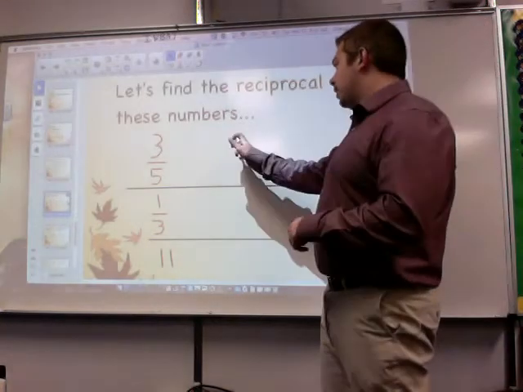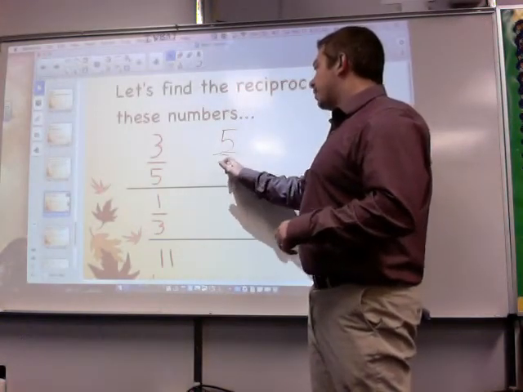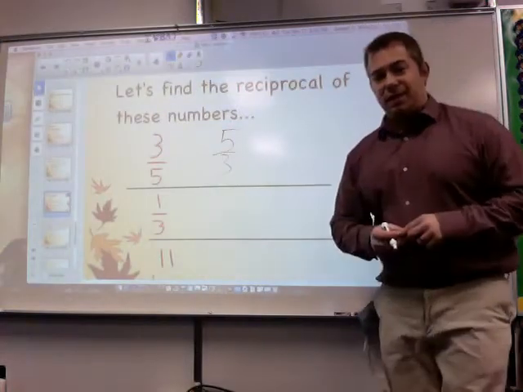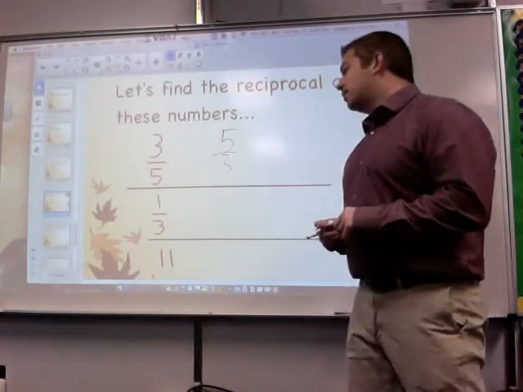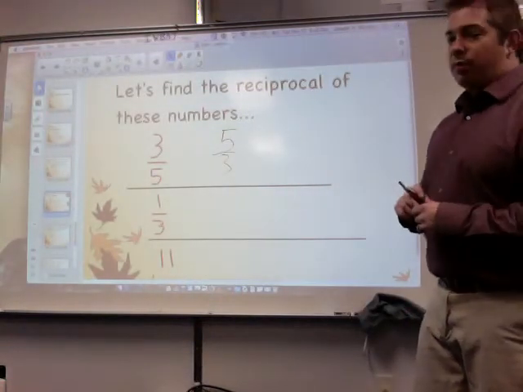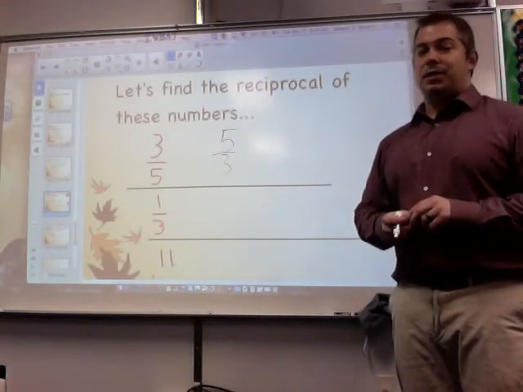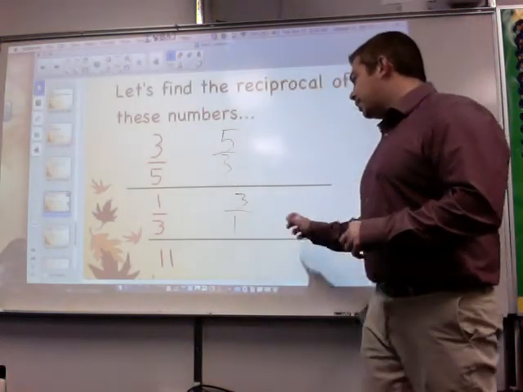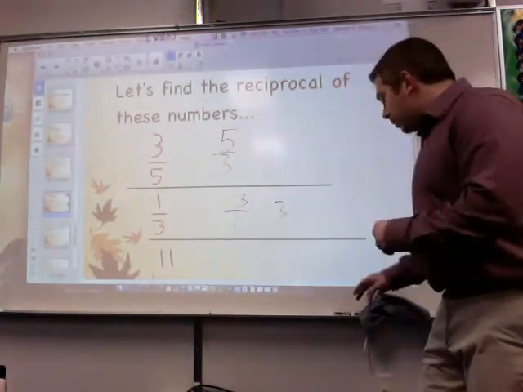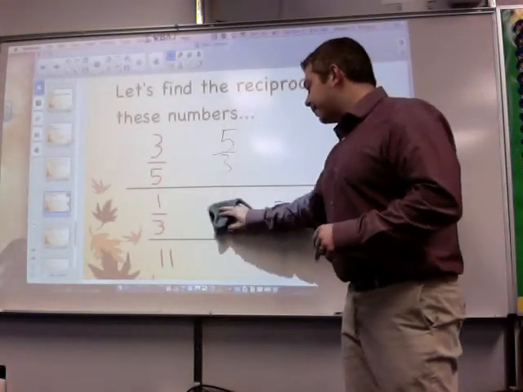3/5 will simply be 5/3. And you can multiply them out to see that they are reciprocals, but we know 3 times 5 is 15 and 5 times 3 is 15. What do you think the reciprocal of 1/3 is? I bet you just said it in your head. It's 3 over 1, which is simply just 3. So the reciprocal of 1/3 is 3.